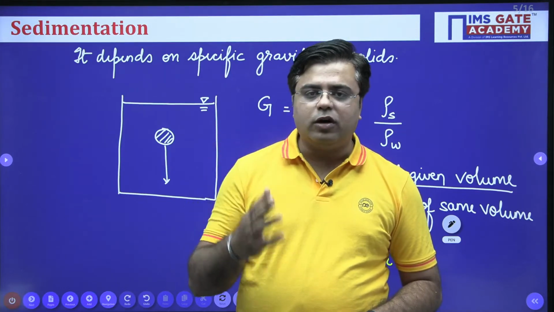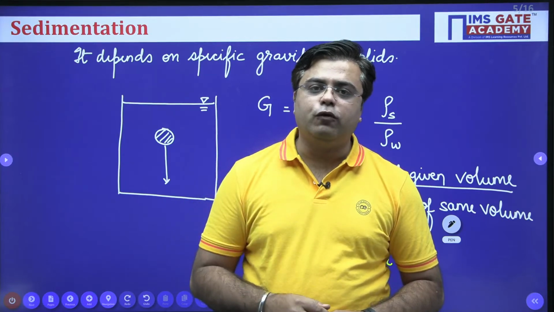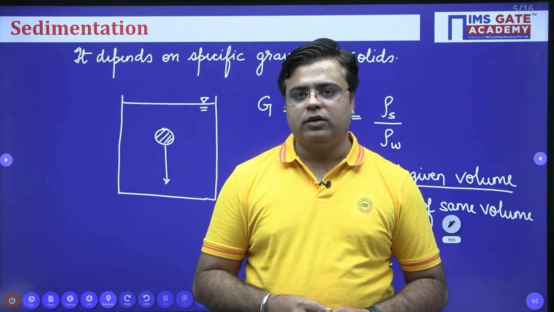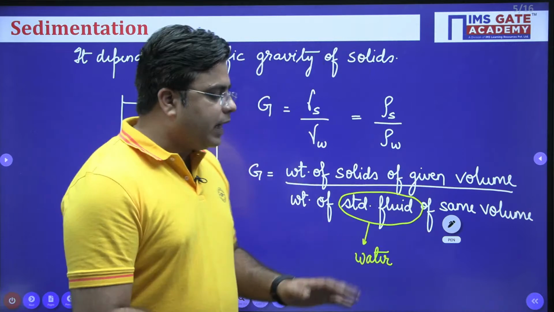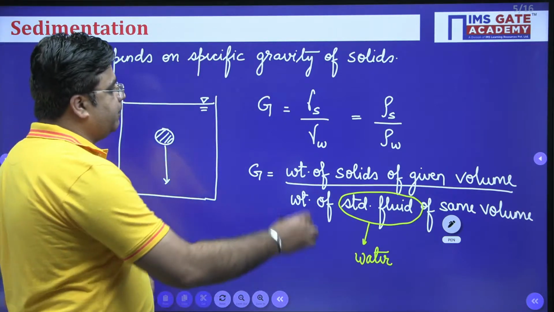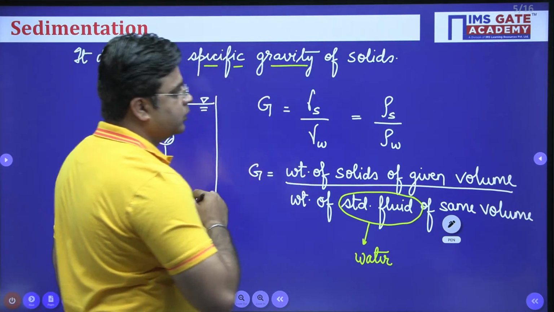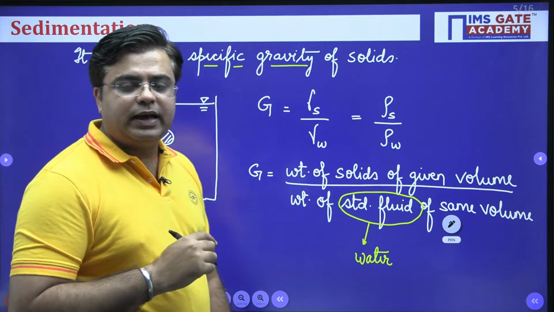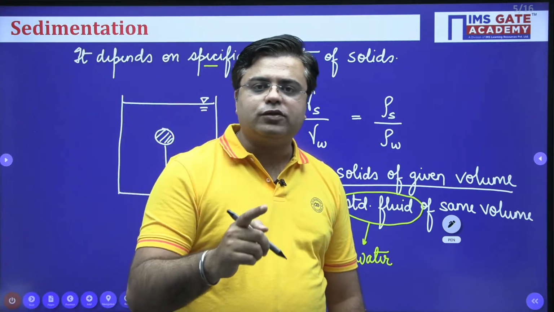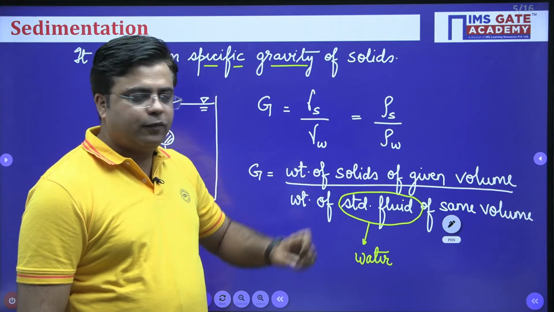That's why when you drop a feather over the surface of water, this feather will float over the surface of water, right? So the entire analysis of this sedimentation depends upon one single parameter, which is known as specific gravity of solids. A specific gravity is defined as the ratio of unit weight of solids to unit weight of water, or density of solids to density of water.